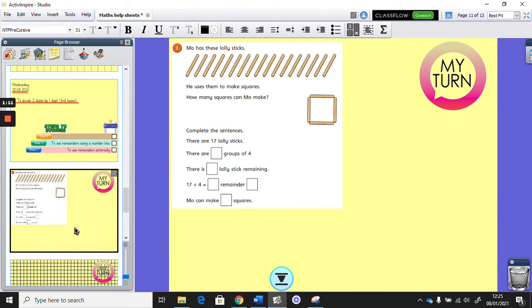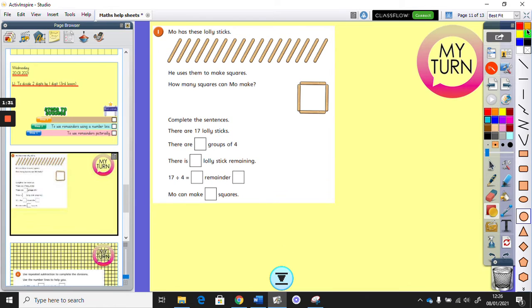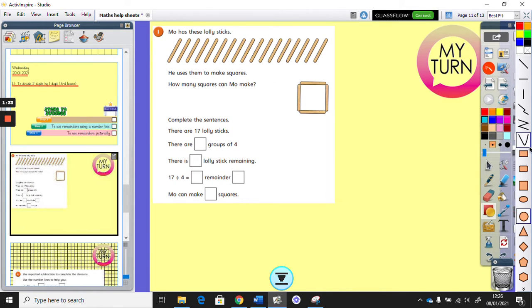So Mr. Mo has been playing with lolly sticks. Mo has these lolly sticks, so you will need to count them in a minute, and he uses them to make squares. So what we want to know is how many squares can Mo make? So you need to essentially put these into groups of 4, okay? So let's see if I can do this one.